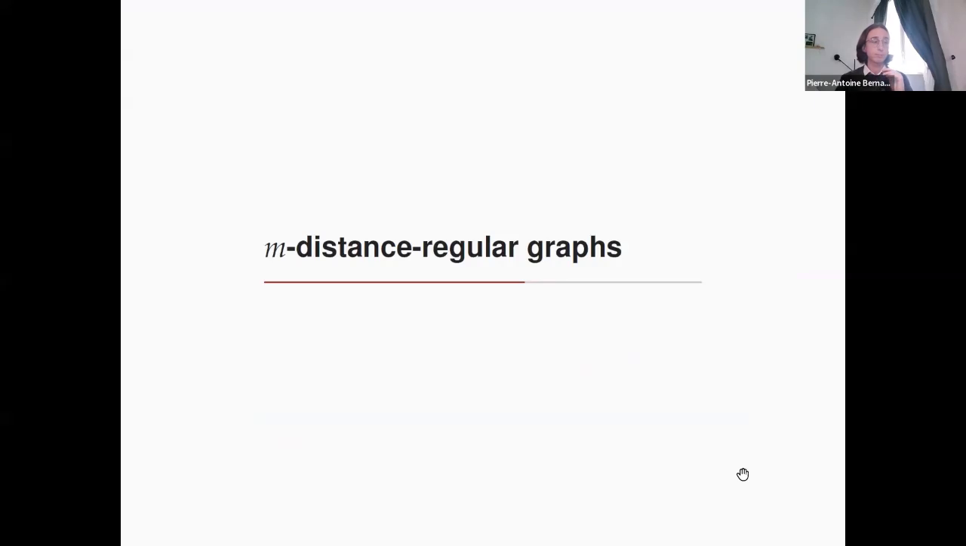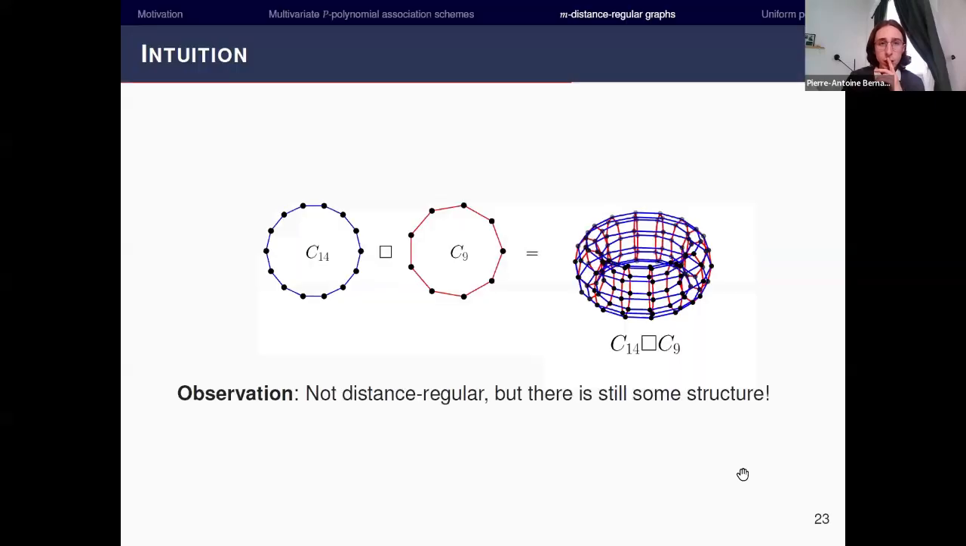Okay, so now we have seen an example. We know that there is a connection between multivariate P-polynomial scheme and a constraint on the intersection number. Now we would like to complete this type of connection by looking at the graph interpretation of these schemes, and so to find the generalization of the distance regular graph that we had in the univariate case. So before jumping into the definition, we can just give a bit of intuition.